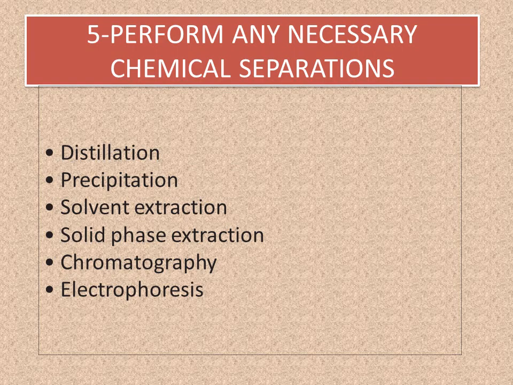Then step number 5 is to perform any necessary chemical separations. Sometimes some chemical separations could be required, and there are different methods which can be opted for to perform them. Here is the list of these methods, which depend upon the analyte and the conditions. These methods are distillation, precipitation, solvent extraction, solid phase extraction, chromatography and electrophoresis. By the use of any of these methods, we can perform any necessary chemical separations if required.